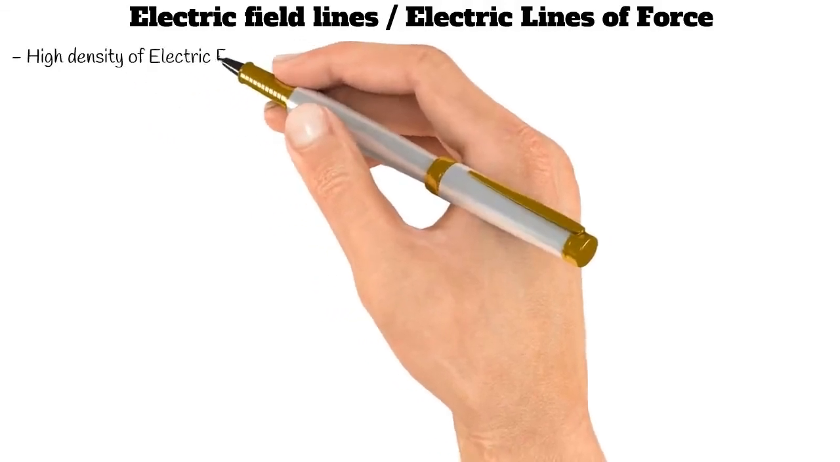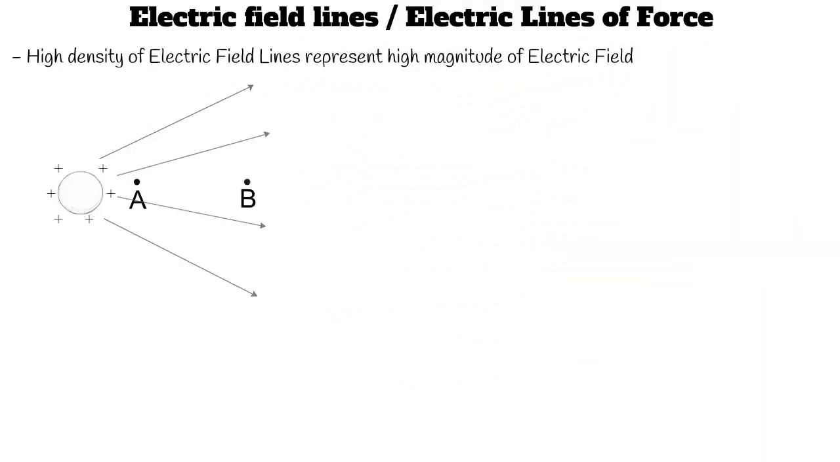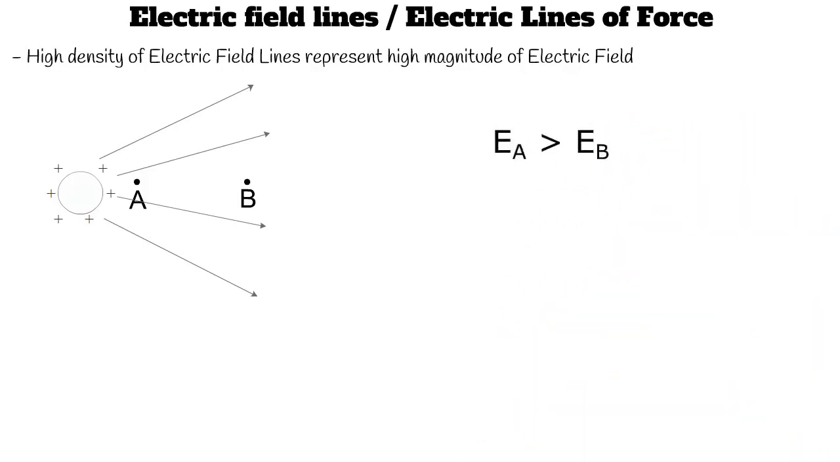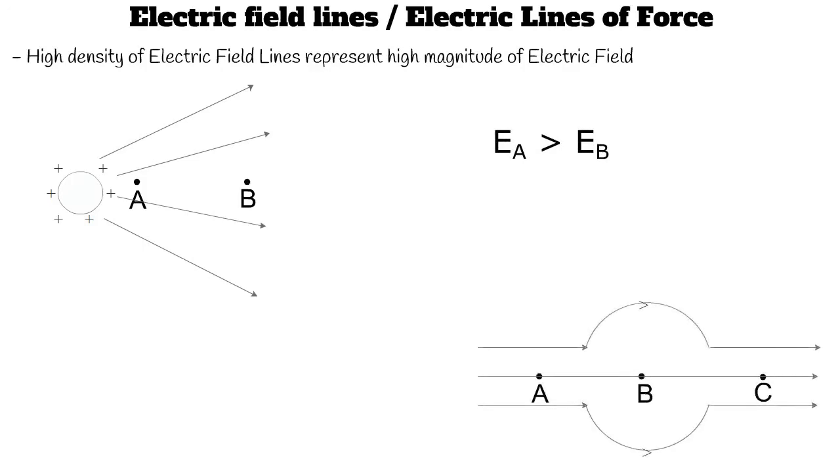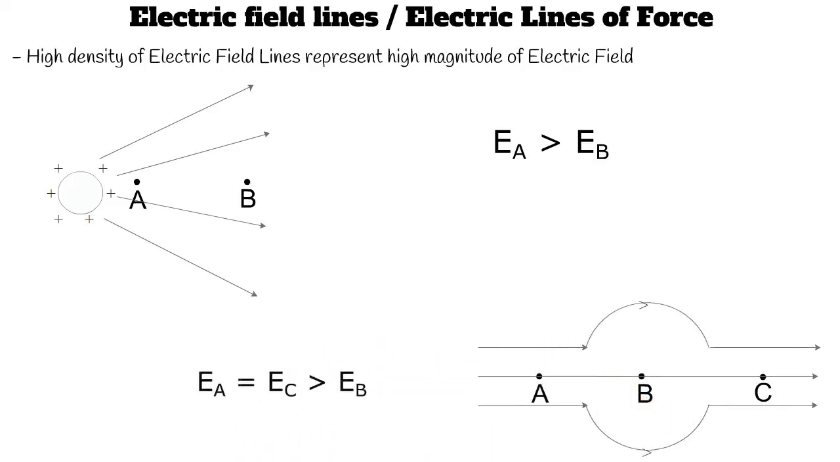High density of electric field lines represents high magnitude of electric field. In this case, electric field at A is greater than electric field at B. That's because the intensity of electric field lines at point A is greater than the intensity of electric field lines at point B. In this example, electric field at A equals electric field at C, while these two electric field intensities are greater than the electric field intensity at B.